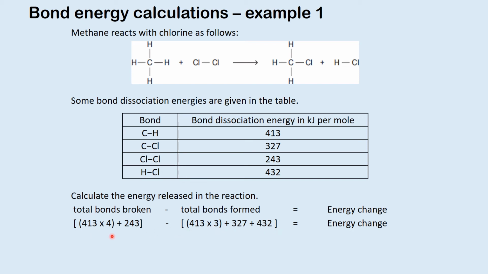And write down the total to break it and the total when they're formed, because you will often get a mark for those. So in this case, it should be 1895, take away 1998, and of course, if you tap that in, that will give you minus 103, and the units are kilojoules per mole, because it tells you that in the table.